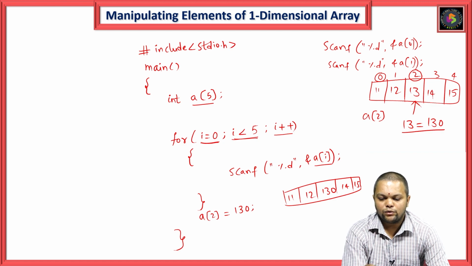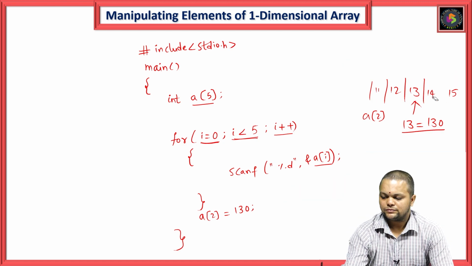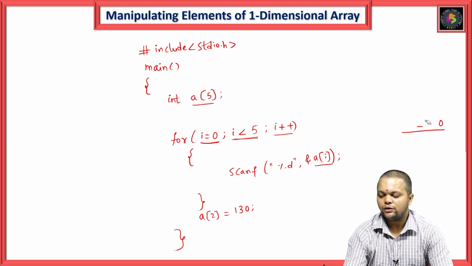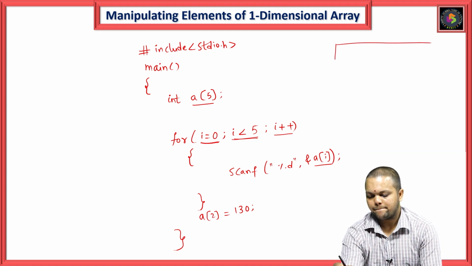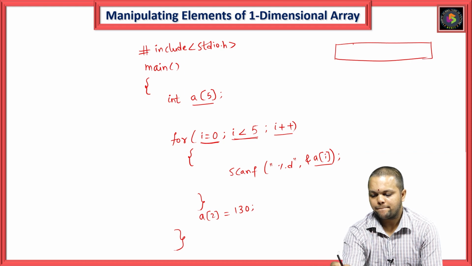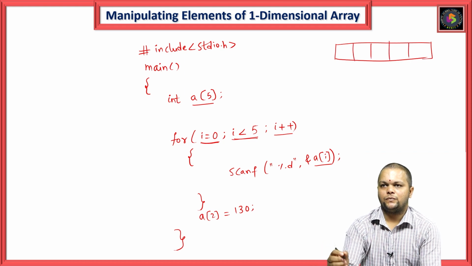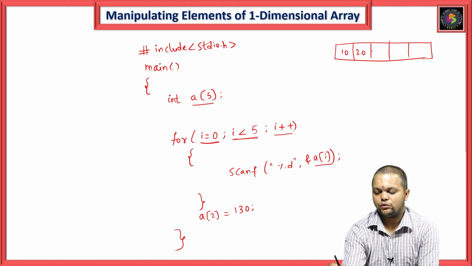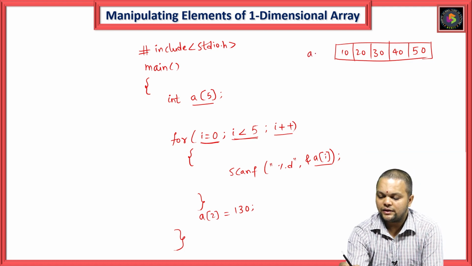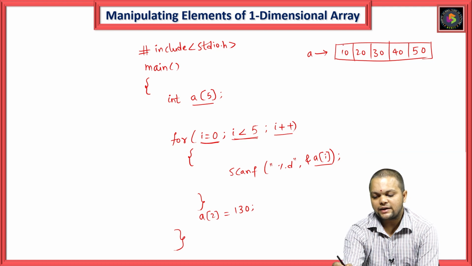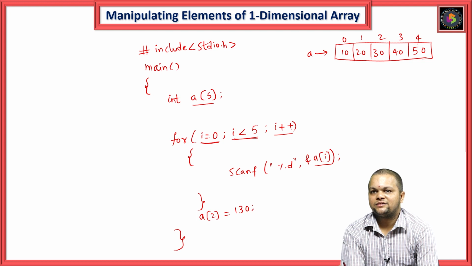And the next thing, if I want to know exactly where the memory location of your array is, then you can use it like this. See, if I am giving 10, 20, 30, 40, 50, the name of this array is A. Starting with A, 0, 1, 2, 3, 4. These are your index numbers.